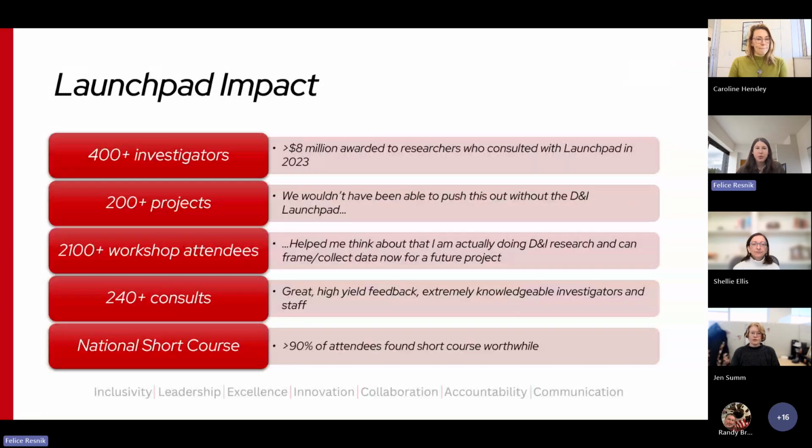Just again, showing our impact, we have worked with over 400 investigators since 2020, with over $8 million awarded to these researchers who have consulted with us in the past 2.5 years. We've worked with over 200 projects. We've had quite the reach, and folks always come back saying that the impact was really worth it, and that we're always so happy to work with such incredibly smart and excited people who are doing such important work. So we really hope that you all can come join us and learn more about what we do, and that we can help you extend your reach and impact.